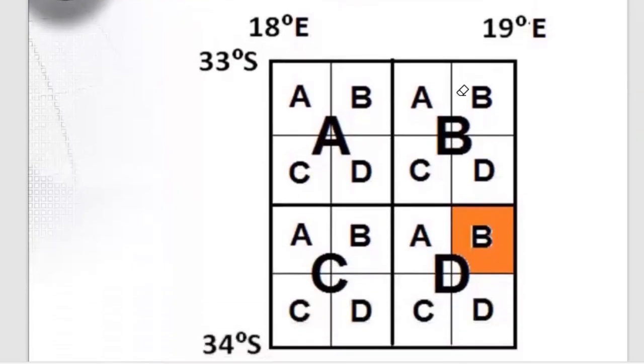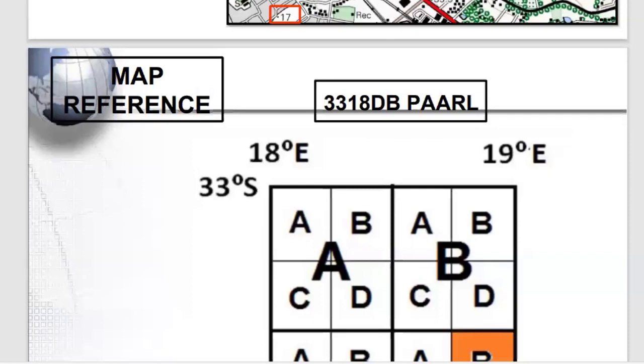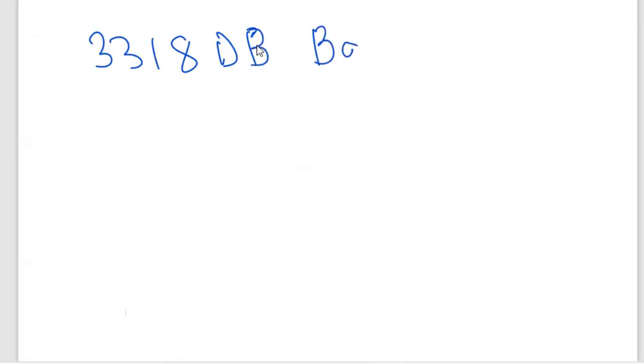Right, then we go to map referencing. I will make an example of map referencing here before I come to this side and show you what is happening here. I will use the reference 3318 DB PAL. Our reference is 3318 DB PAL. I will try to quickly explain the meaning of that reference and how we come out with that reference in geography.